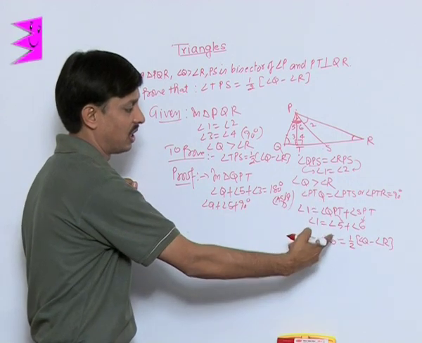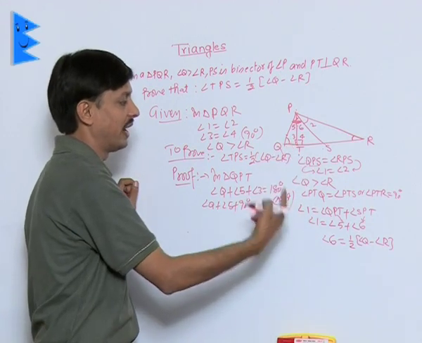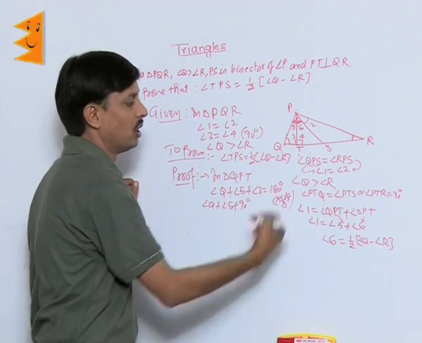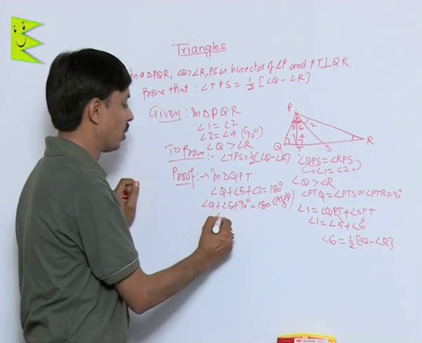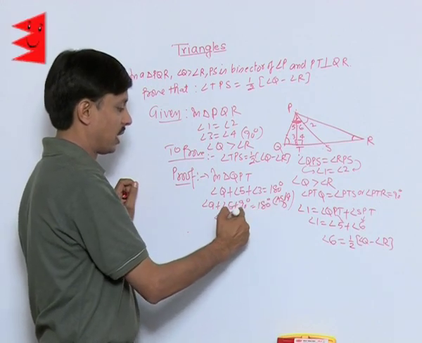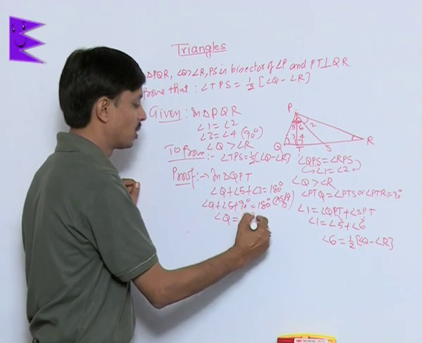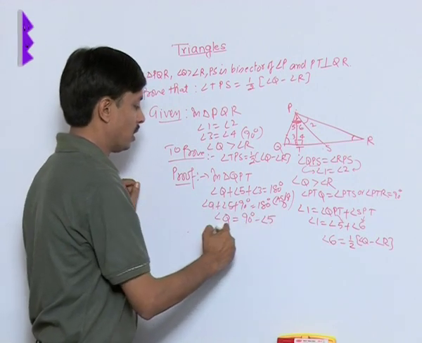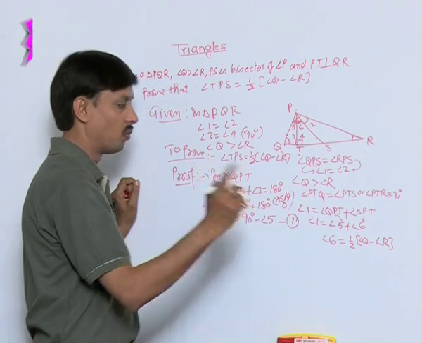As I have mentioned here, angles 3 and 4 are 90 and 90, as it is perpendicular. So what can I say? The sum is equal to 180. So the conclusion is, when I subtract 90 from this, I can say it is 90 degrees. Also subtracting angle 5, angle Q is equal to 90 minus angle 5, relation number 1.